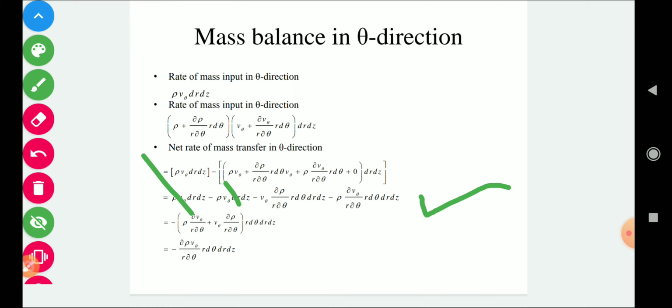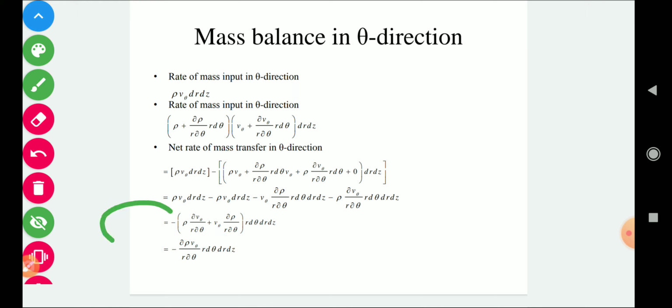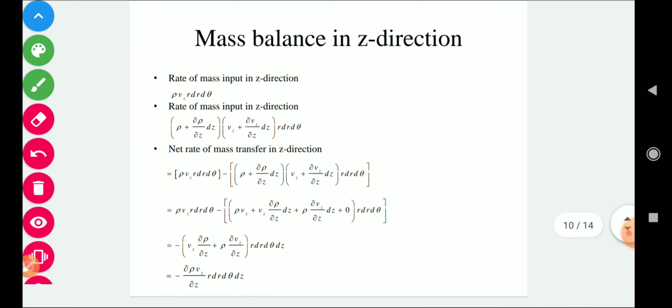Again these two terms will be cancelled out and you will be left with these two terms, in which take r d theta dr dz as common terms, and these equations can be written in this form: del by r del theta of rho v theta. So if you open this differentiation, you will get this value. So you can write the above equation in this form. So this is mass balance in theta direction. Similarly you can write mass balance in z direction.